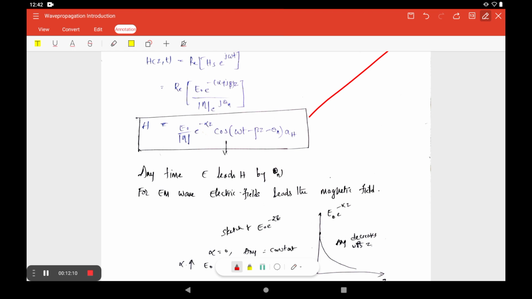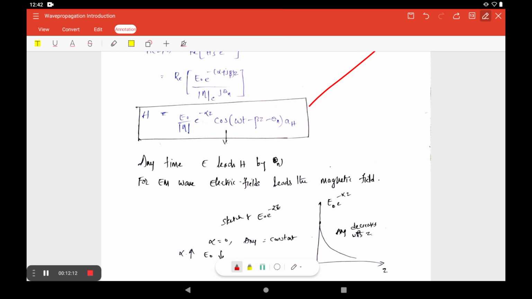Okay. So at any time the electric field leads H by an angle of theta n. Therefore, for an EM wave, the electric field leads the magnetic field. By the standard equation, E naught into e power minus alpha z. From this equation, as the wave is propagated in the z direction, when z tends to infinity, e power minus infinity is equal to 0. That means at z equal to infinity, the electric field is also 0. That means as the alpha value increases, the electric field E naught decreases. That's why it is called the attenuation constant.